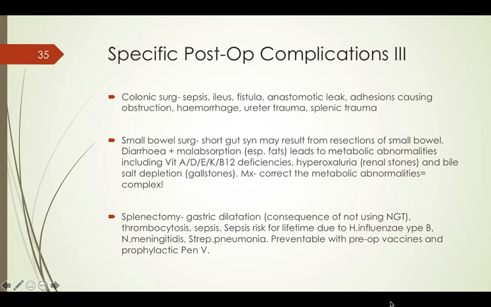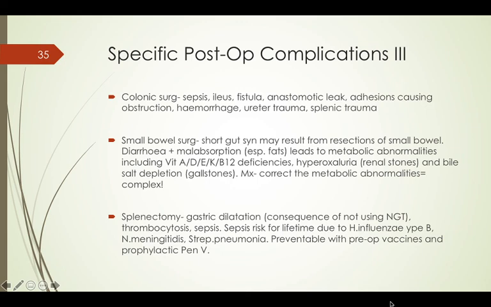Under small bowel surgery, a common complication is short gut syndrome, often when the sort of functional length of the bowel is less than 250 centimeters. Sort of symptoms patients experience include diarrhea, malabsorption, especially of lipids, can lead to metabolic abnormalities. So the fat-soluble vitamins, A, D, E, K, as well as B12 deficiency, may indeed have hyperoxaluria, so increased oxalate, which can form renal stones, or bile salt depletion, which can form gallstones. So management of this is actually very complex, but we're just basically trying to correct those electrolyte abnormalities and metabolic abnormalities.